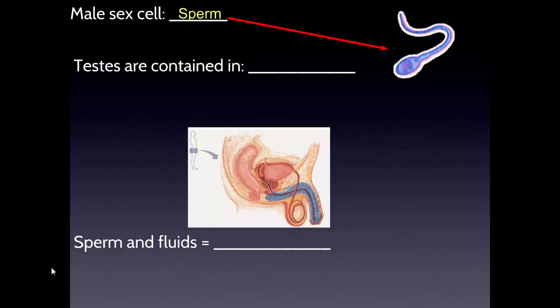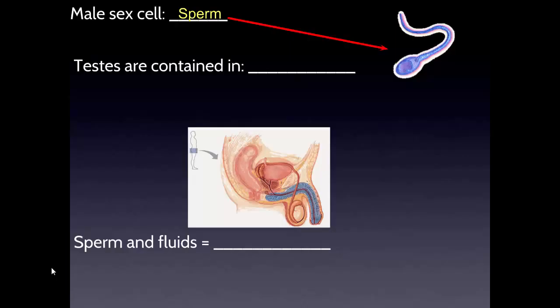Okay? Sperm cells need to swim to the egg, which is actually quite a ways away for a tiny little microscopic sperm cell. So they have to travel to that egg in order to fertilize it. And so they have parts that allow them to do that.